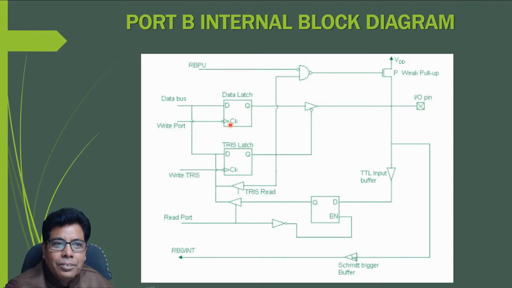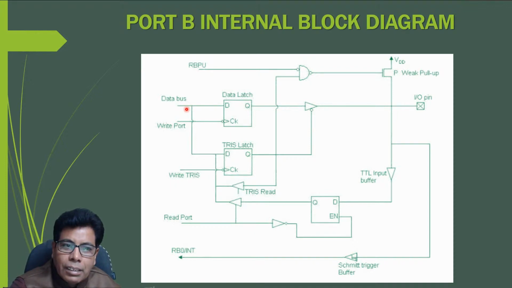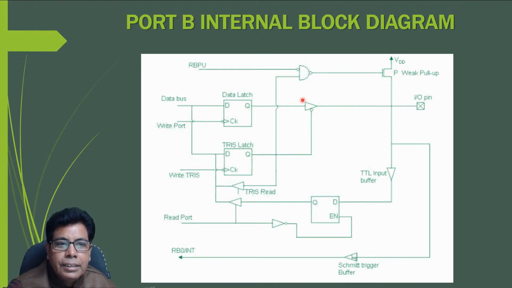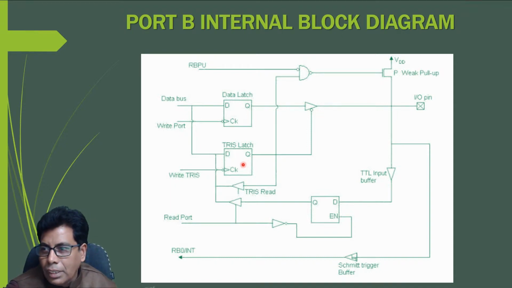Now the data bus. Data on the data bus is latched on the Q output, and it will be available to the IO pin only when this buffer is enabled. So this buffer will be enabled by the TRIS latch. When we write, say, 0 into the TRIS latch, then the Q is latched here, 0 is latched here, and it will enable this buffer.